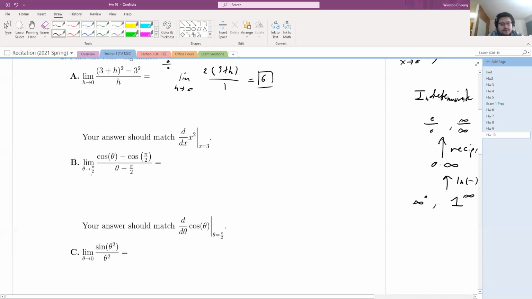Okay, for B, if I plug in pi over 2, the numerator is going to be 0 and the denominator is going to be 0, so I can use L'Hopital's. Sometimes I'll put an LH above my equal sign to indicate that I'm applying L'Hopital's for that step. The derivative of cosine is negative sine of theta in the numerator. The denominator is just going to be 1. So I get negative sine of pi over 2, which is negative 1.